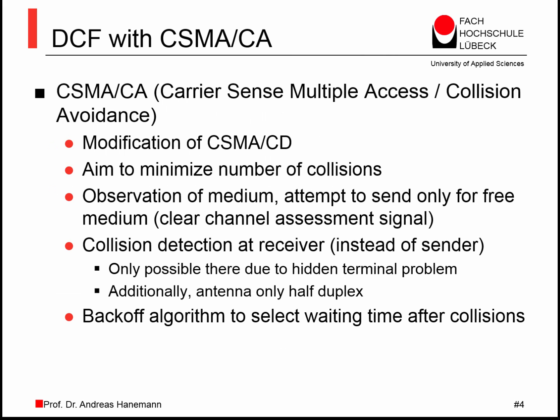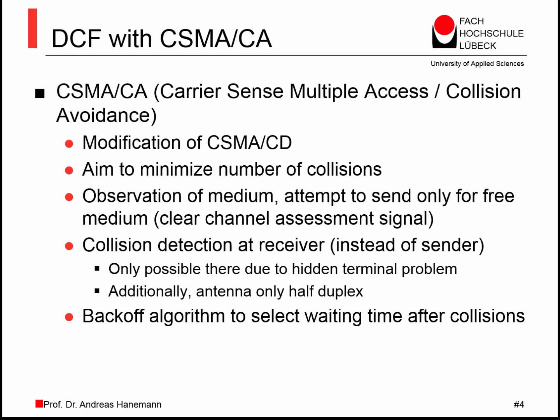On the next slide, we have some general remarks on the CSMA/CA method. When you take a look at the abbreviation, you see that only the last letter differs from CSMA/CD. The CA at the end stands for collision avoidance instead of collision detection. The whole method is an adaptation of CSMA/CD to the different conditions in wireless networks, in particular the hidden terminal problem.